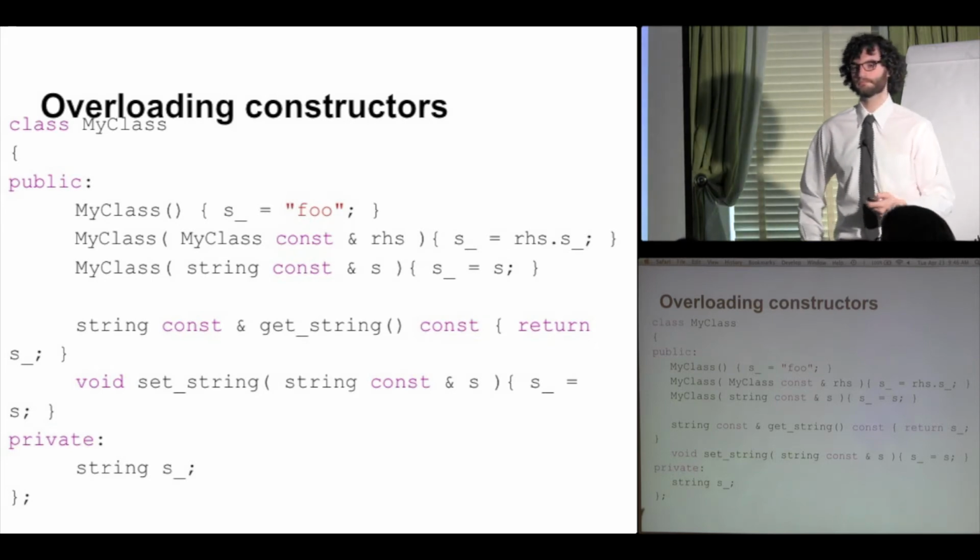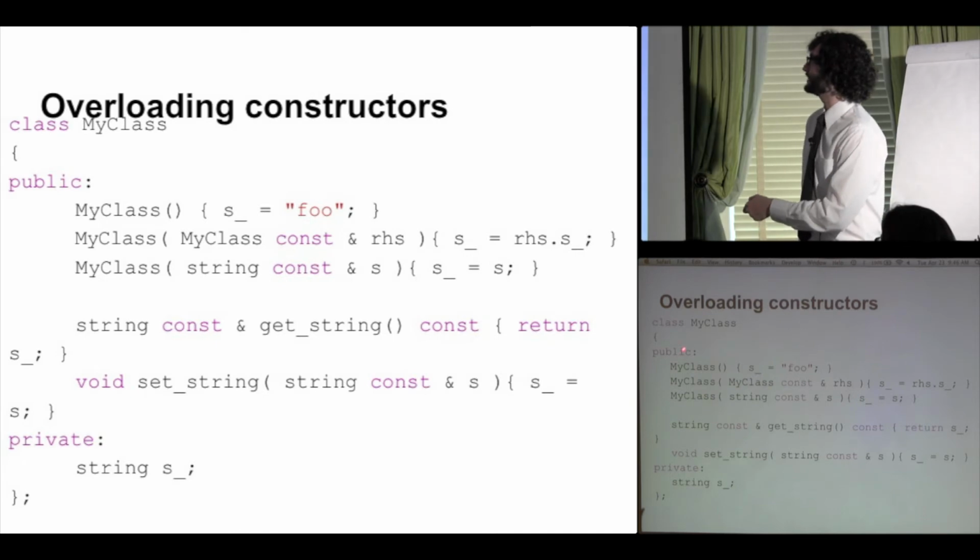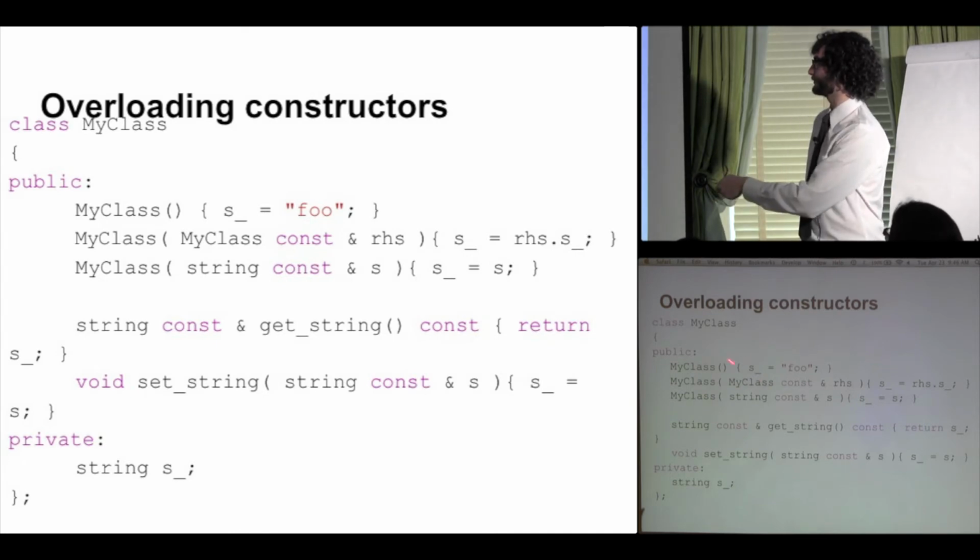Okay, so the default constructor is this first one, right? This empty one right here, no parameters. And so it's clear how each of these has a different signature.